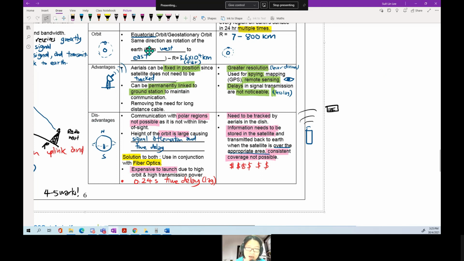It's pretty good. But the problem with this is that we cannot communicate with the poles. That's why when you go to the poles, they always have a satellite phone, because the phone is linked to a polar satellite. And the orbit is very large, so there's signal attenuation, there's time delay. If you ever try to have a conversation with a friend over Zoom, you already know that there's a time delay when you talk to the person. So the solution is to use it together with optic fiber, and this is also quite expensive to launch.